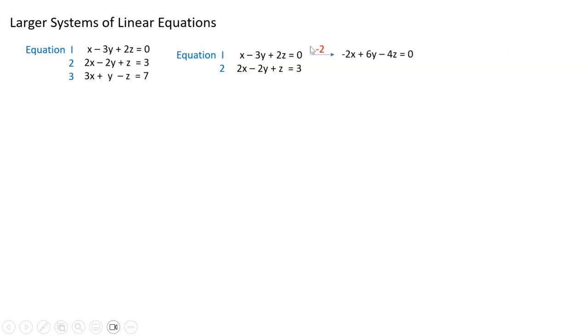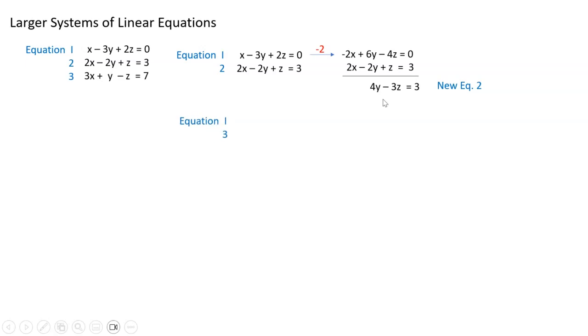So negative 2 times x will give us negative 2x. Negative 2 times negative 3y will give us positive 6y. And negative 2 times positive 2z will give us a negative 4z. And negative 2 times 0 will give us 0. Equation number 2, all we do is slide it over, and then we add them. So this is my new equation number 2.